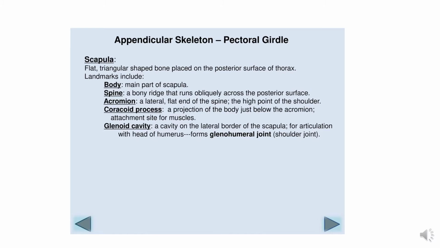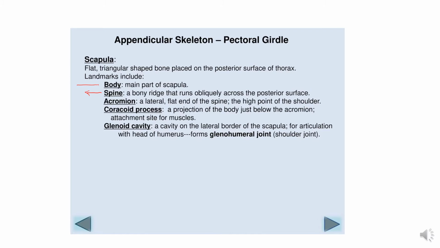body, which is the main part of the scapula, and on the dorsal surface of the scapula it presents a bony ridge that runs obliquely across the posterior surface. This is known as the spine. So acromion is the lateral flattened end of the spine, the high point of the shoulder. Another projection is called the coracoid process, the projection of the body just below the acromion, and this is the attachment site for various muscles. You will study that later on.